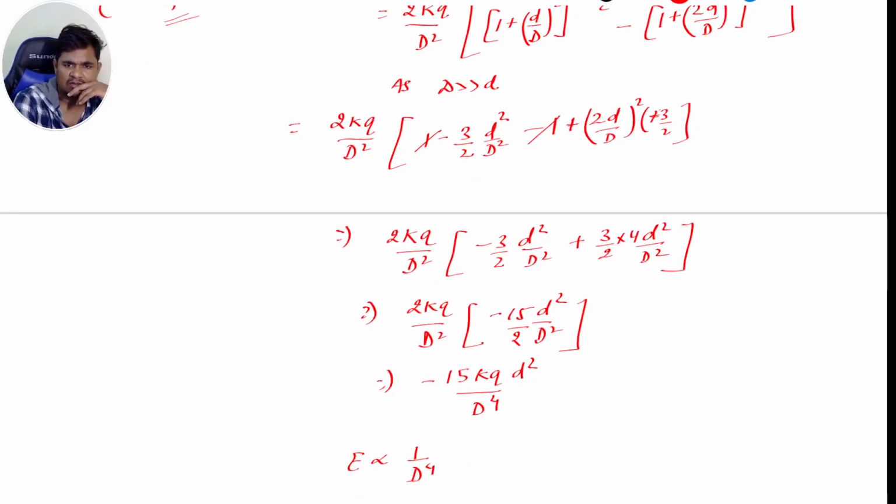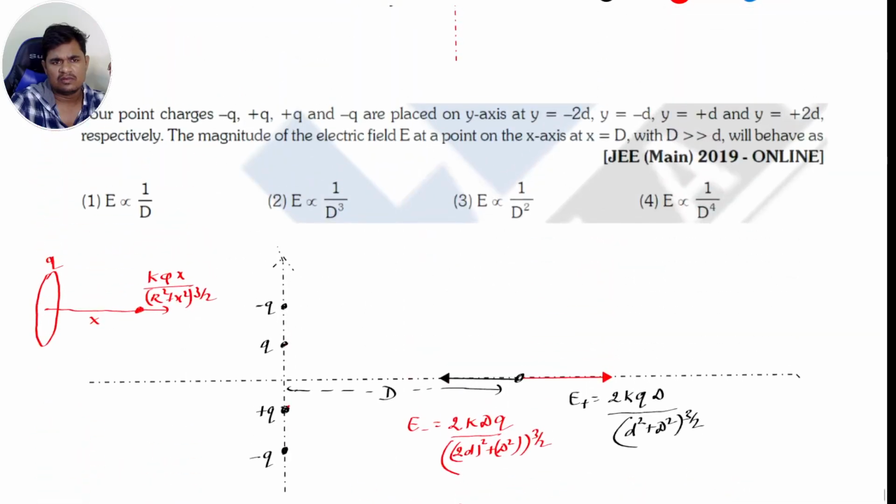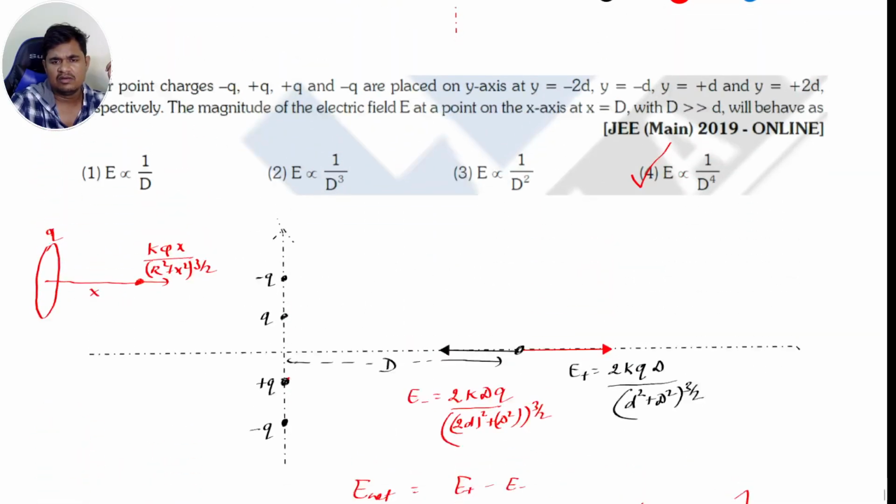So we will get here 9 d square by D square. So this will give you 9 k q d cube by D raised to the power 4. So the correct option is E proportional to 1 by D raised to the power 4 here.